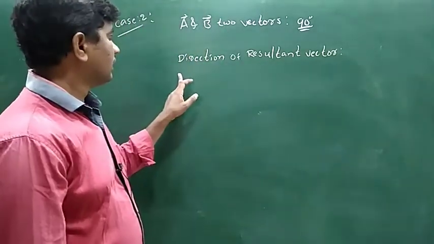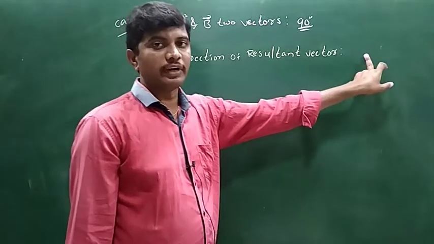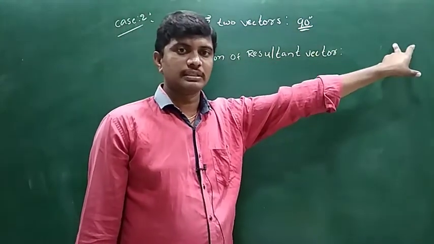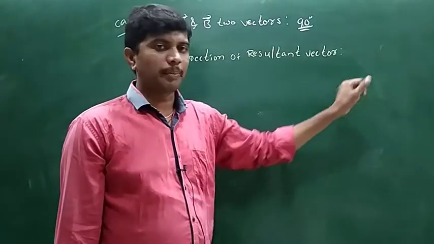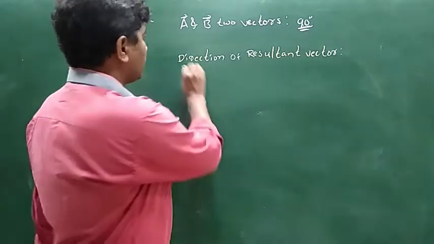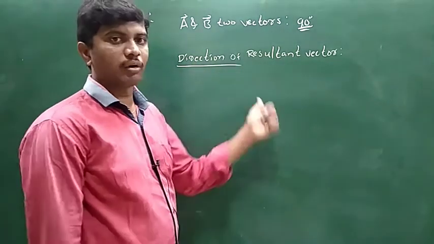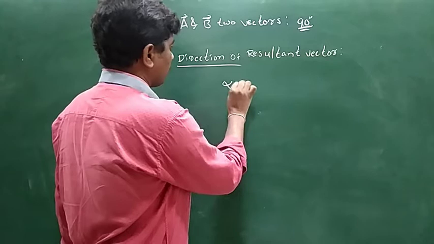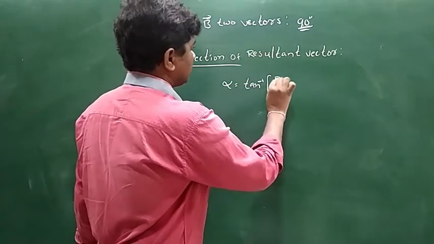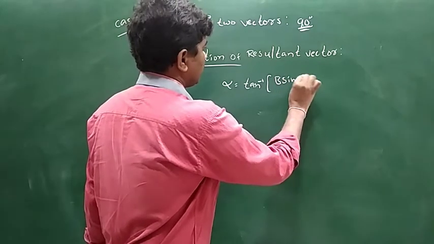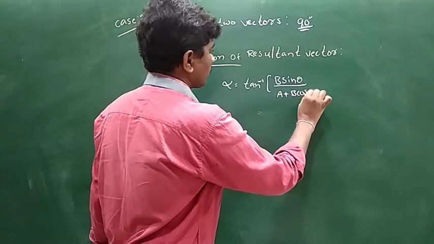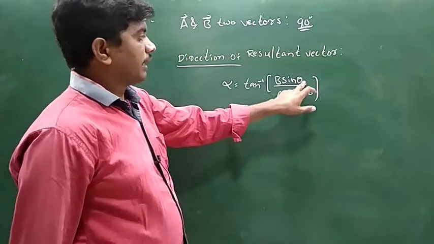The next one is the direction of the resultant vector of two vectors. If a and b are two vectors perpendicular to each other, perpendicular means 90 degrees. The direction of the resultant vector in a parallelogram has the formula alpha equal to tan inverse of b sin theta by a plus b cos theta, where theta is equal to 90 degrees.